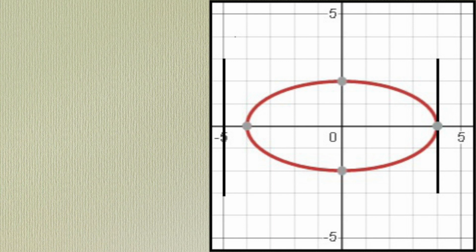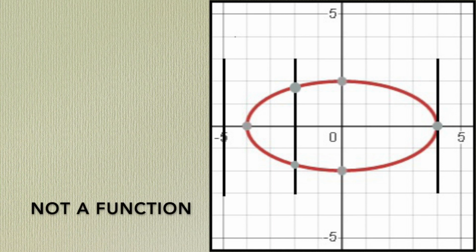So that's okay too. But I encounter a problem when I draw a vertical line across the middle of the ellipse, and it crosses at 2 points. The vertical line test says it can only cross through one point. Since it crosses through 2 points, this fails the vertical line test, and this is not a function.